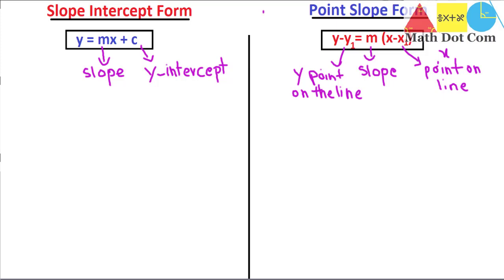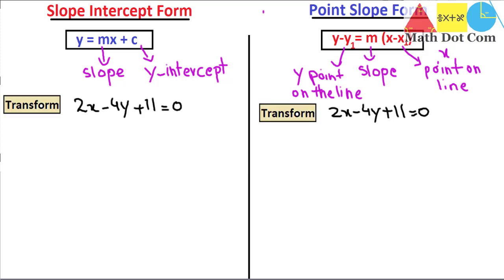So let's start from transforming the equation if you are already given the equation of the straight line. So first of all we will talk about the transformation, that is you have to transform the given equation into the slope intercept form or into the point slope form. So I have taken the same equation for both the forms so that you can easily understand its concept. So you have to convert 2x minus 4y plus 11 equals 0 into this form. So let's see how you can do it.